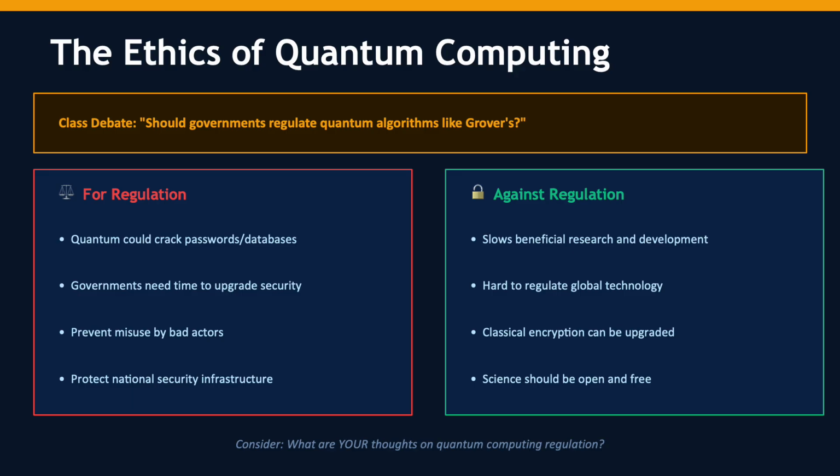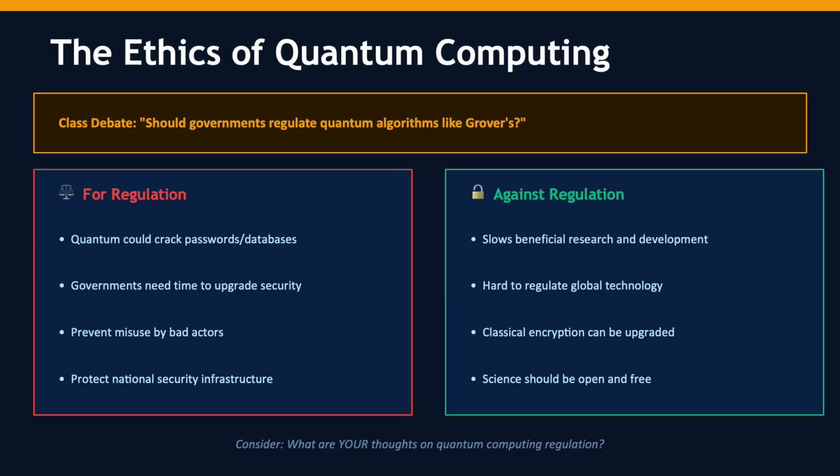Should government regulate quantum algorithms like Grover's? On one side, regulation could help ensure that technology is only used for beneficial purposes and that security systems have time to upgrade. On the other side, regulation would slow down legitimate research and development, and enforcing it globally would be extremely difficult since many countries are independently developing quantum technology.